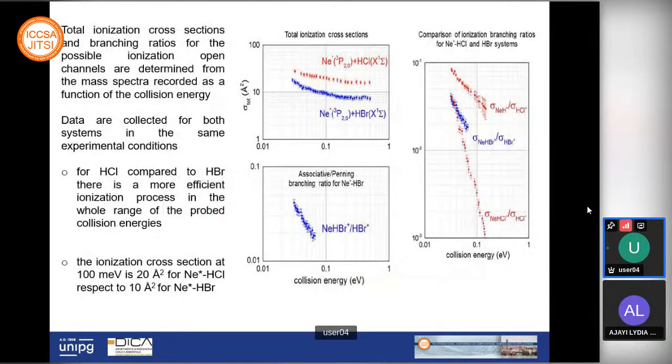If we compare the total ionization cross sections for chloride and bromide molecules, you can see some trends. We can see that for HCl, we have a globally more efficient ionization process in the whole range of the probe collision energies. In fact, if we focus on the ionization cross section at 100 millielectron volts, we have double the value in square angstrom for the Ne*-HCl system with respect to the Ne*-HBr system.